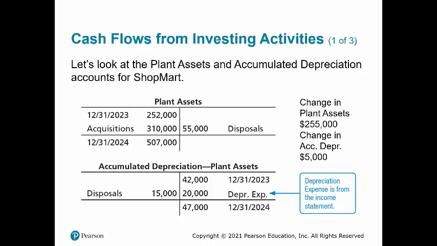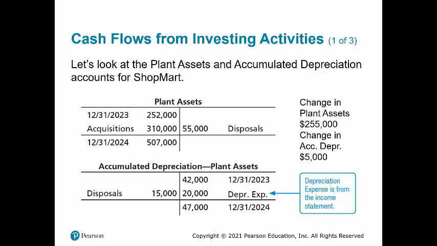When we look at the accumulated depreciation for plant assets, we see that at the beginning of the year, it had a balance of $42,000. It was increased by the entry to record the depreciation expense of $20,000, and it was decreased when we sold or disposed of the plant assets, and that amount was debited at $15,000. So the change in accumulated depreciation for this year was $5,000.